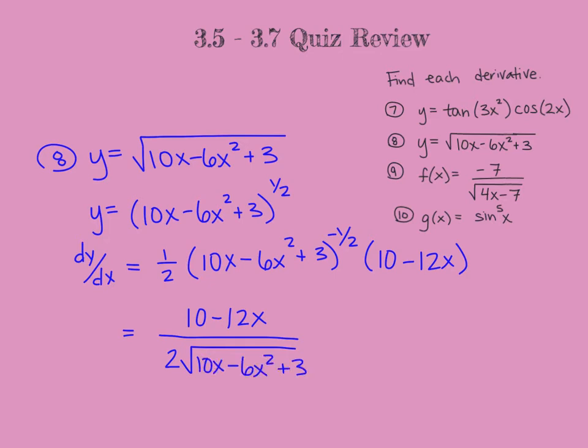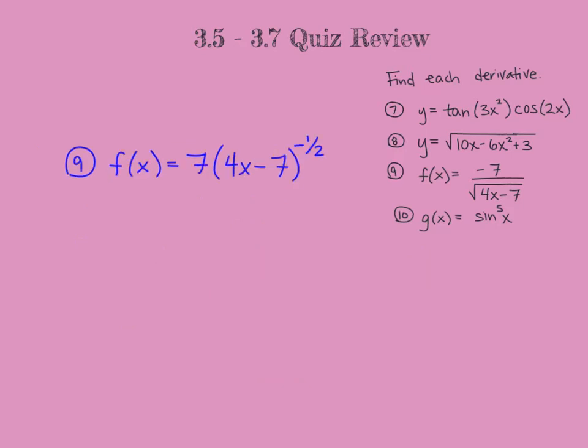Now I do want to point out that in the numerator we can actually factor a 2 out. So I'm going to rewrite the numerator factoring a 2 out of that 10 minus 12x. So we can factor a 2 out of the 10 minus 12x and we'll be left with this. The reason I did that is so these 2's could cancel. So what we're left with is 5 minus 6x over the square root of 10x minus 6x squared plus 3.